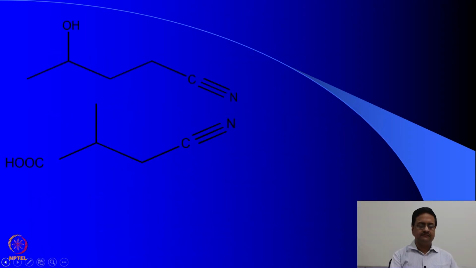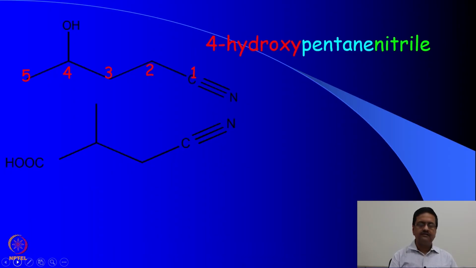But now, when we have molecules like this, where you have a hydroxyl group and cyanide, or a carboxylic acid with a cyanide group, we first find the longest chain, apply the numbers, and then try to write the name. So, in the first case you have a hydroxy group at position 4. So, we write it as 4-hydroxypentanenitrile.